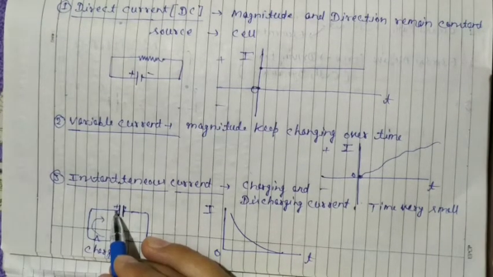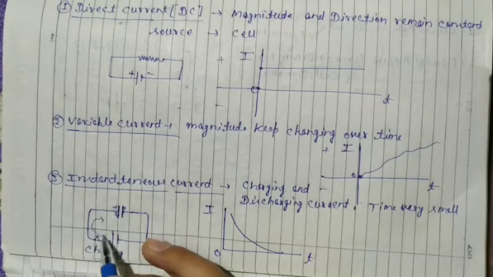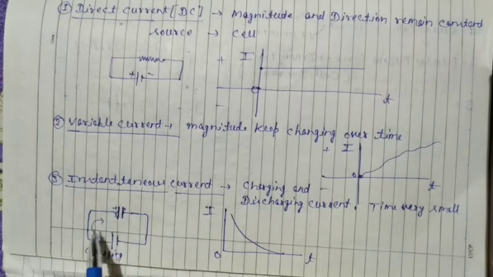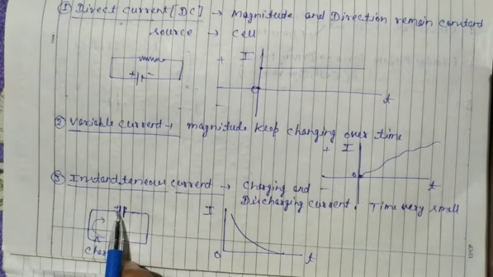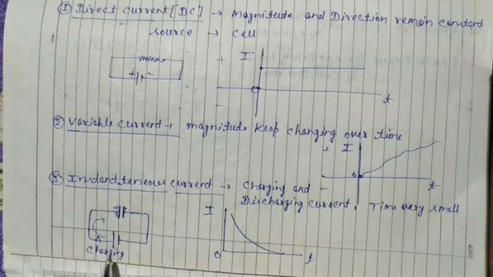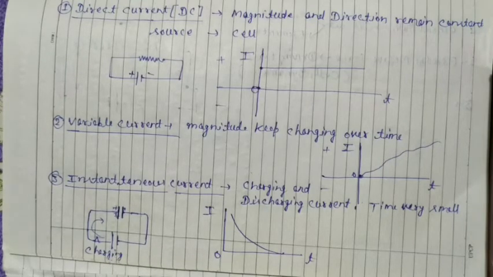these charges start repelling the new charge, then the speed becomes very less. But after some time, when the voltage of this becomes equal to the voltage of this, the flow of charge stops. Initially, current is high. After some time, current becomes less, and after some time, it stops.